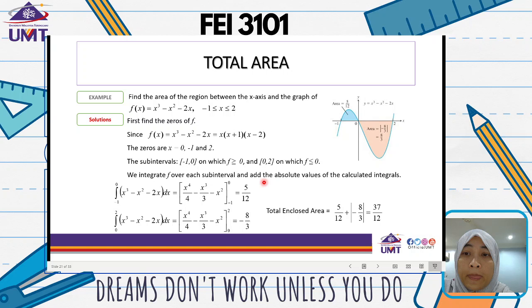So instead of 5 over 12 minus 8 over 3, because this is total area students, you don't need to do that. You need the absolute value of negative 8 over 3, which is actually 8 over 3. So you add 5 over 12 and 8 over 3, which equals 37 over 12. Don't confuse the total area and the area under the curves. At the negative part you tend to get a negative answer, but because you want the total area, you need to take the absolute values of the integration.